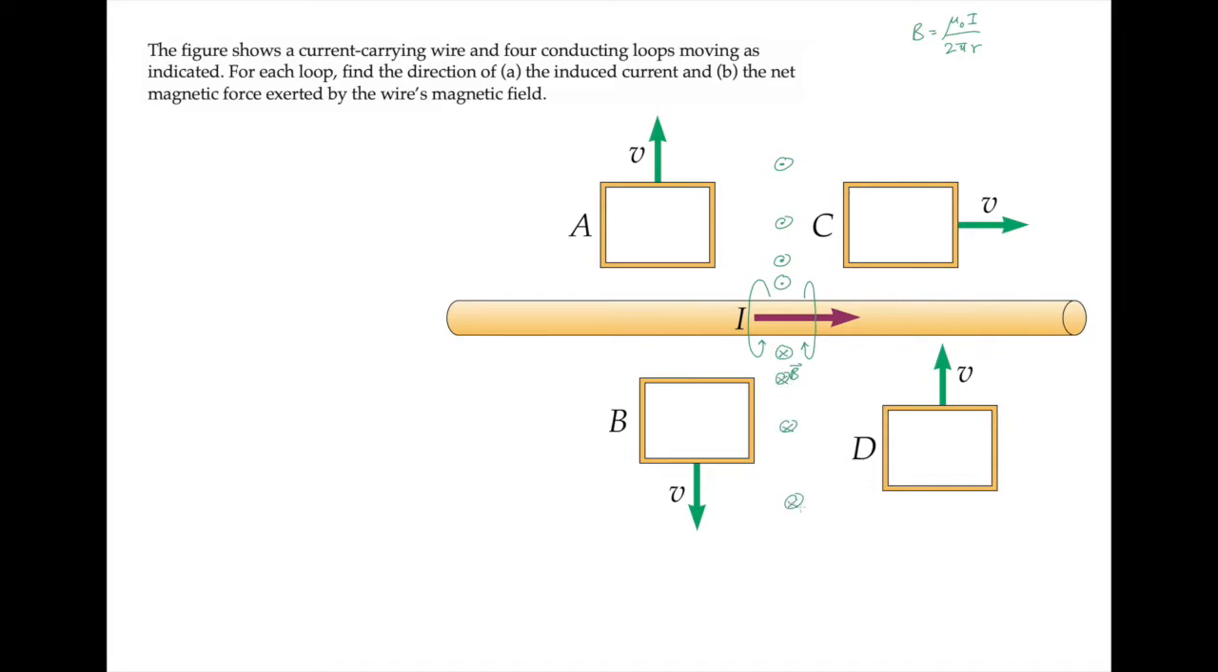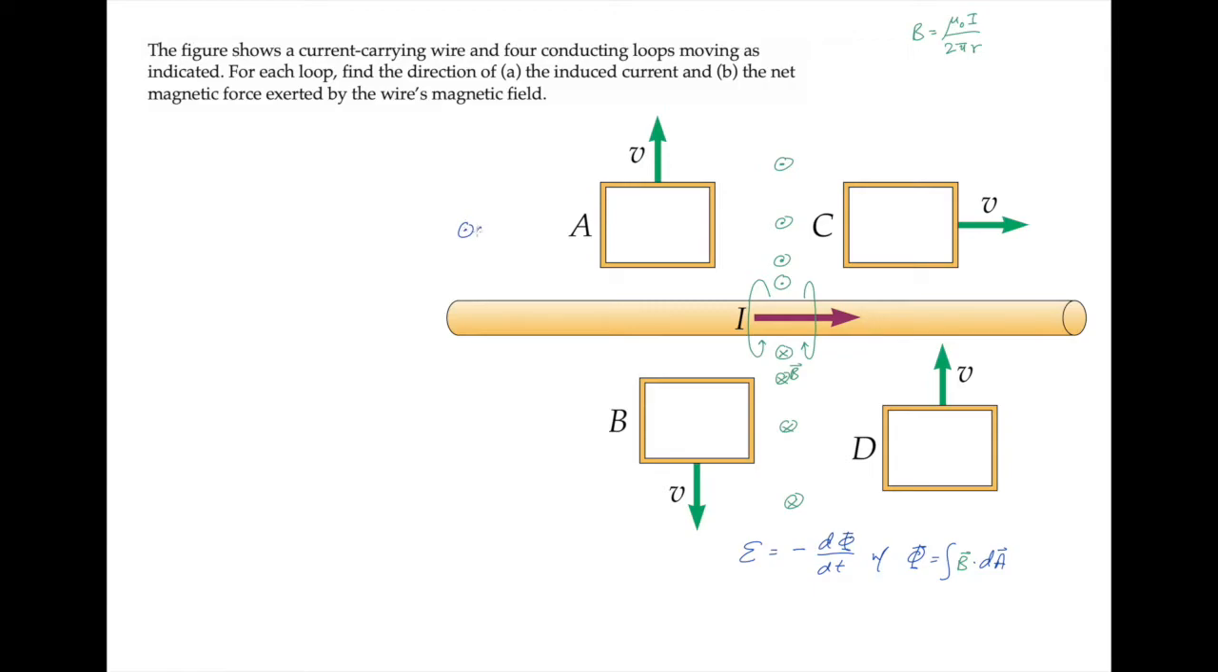To find the direction of the induced currents, we'll use Lenz's law, which tells us the induced effect always opposes the change in the magnetic flux, where the magnetic flux is the integral of the external magnetic field B over the loop area. Each loop has an area that's perpendicular to its plane, either into or out of the screen.